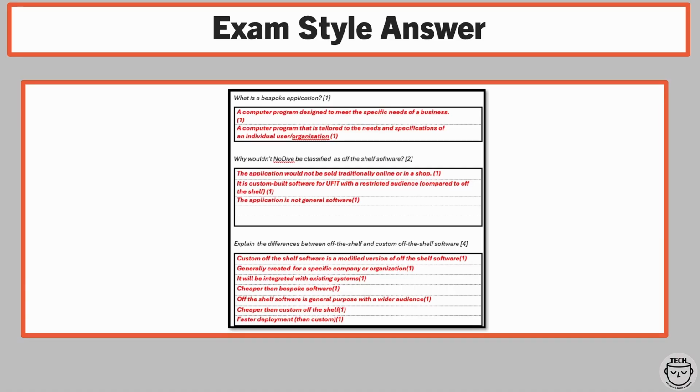What are the differences? Custom off-the-shelf software is a modified version of off-the-shelf software. It's generally created with a specific niche in mind. It'll be integrated with existing systems. It's cheaper than bespoke software. Off-the-shelf is general purpose with a wider audience, cheaper than custom off-the-shelf, and has faster deployment.